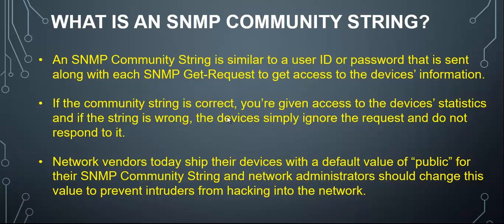An SNMP community string is similar to a user ID or password that is sent along with each SNMP GET request to get access to the device information. If the community string is correct, you are given access to the device's statistics, and if the string is wrong, the device simply ignores the request and does not respond to it. Network vendors today ship their devices with a default value of public for the SNMP string, and network administrators should change this value to prevent intruders from hacking into the network.